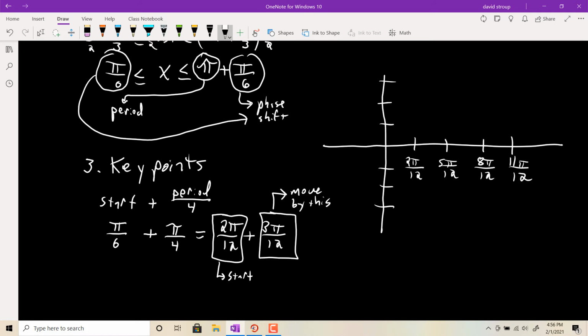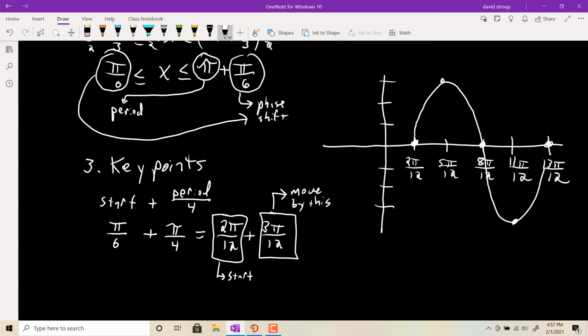Okay, so it's a sine curve. So you start here at 0, and then it jumps up, and then it jumps back down, and then I guess I got to get one more after this, don't I? Sorry. So 1, 2, 3, and then it's going to end at 13 pi over 12. And then it ends right here. Okay. So hopefully that's kind of clear how I'm generating the tick marks.